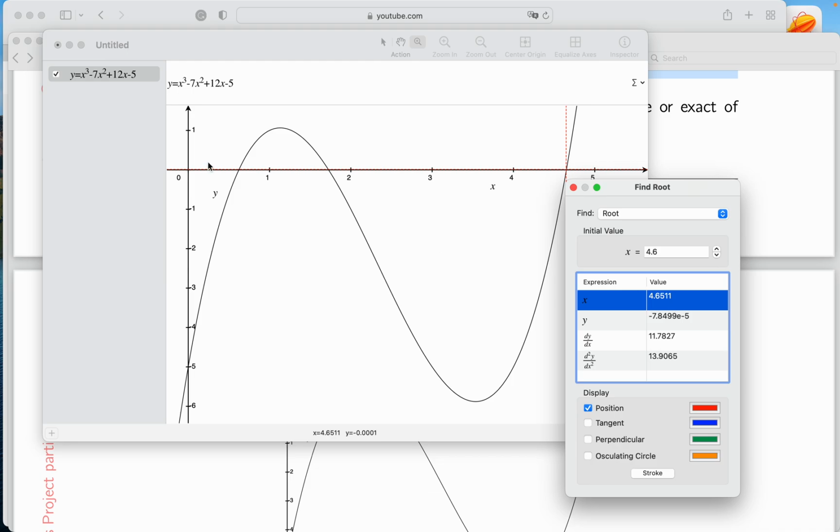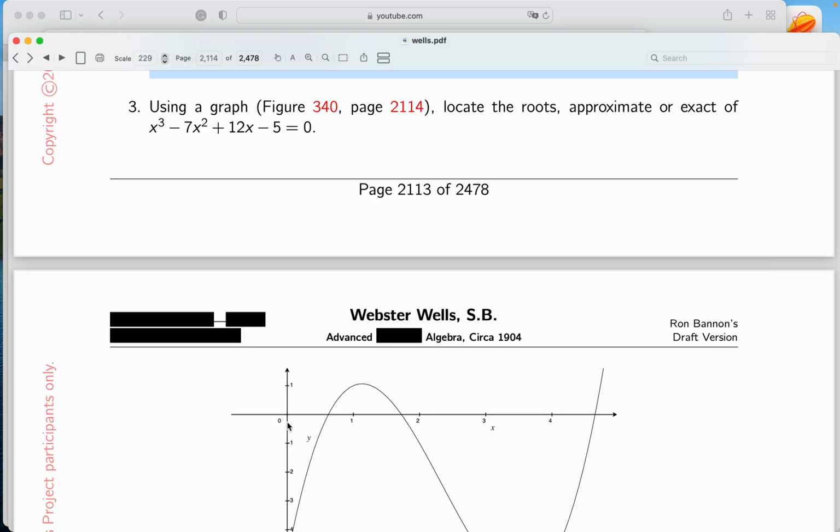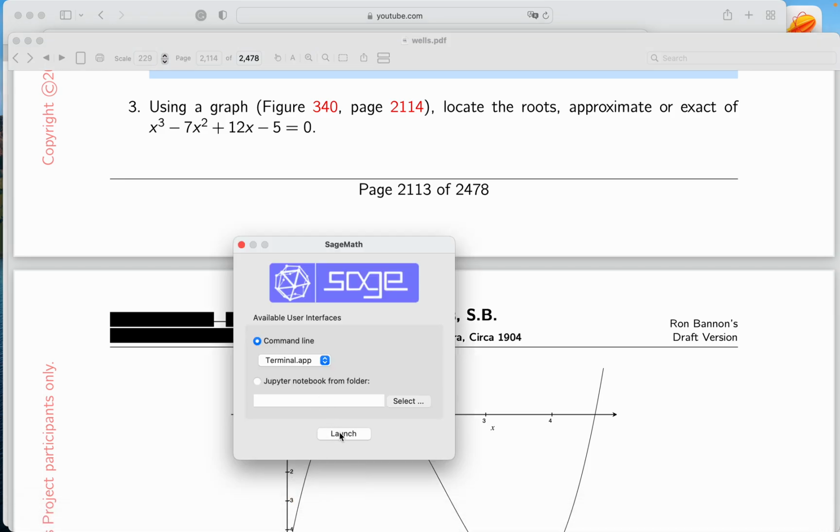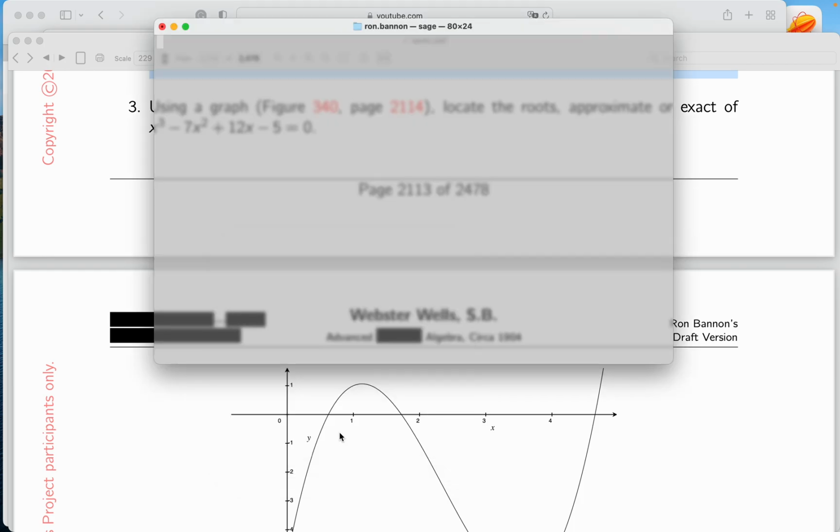All right, so there's not much else to say about that. If we're using technology, it's not a bad thing to be doing. Now granted, Wells did not have this at his disposal, but you do. You have software at your disposal. I also want to encourage you not to feel that this is the only piece of software you could use. For example, I'm going to launch Sage. Sage is a computer algebra system, and I'm running it from the terminal.